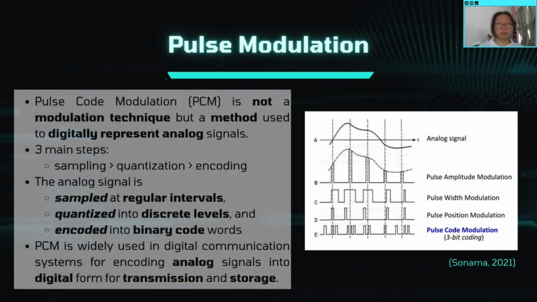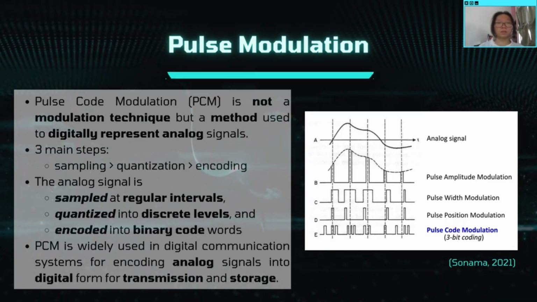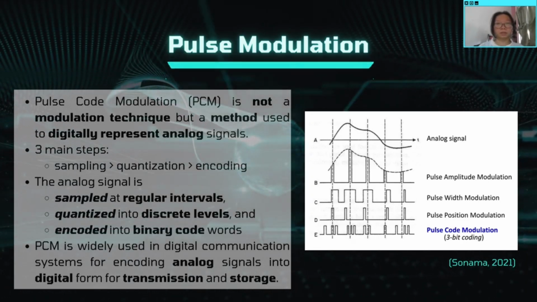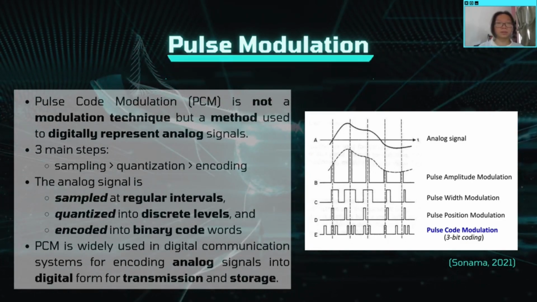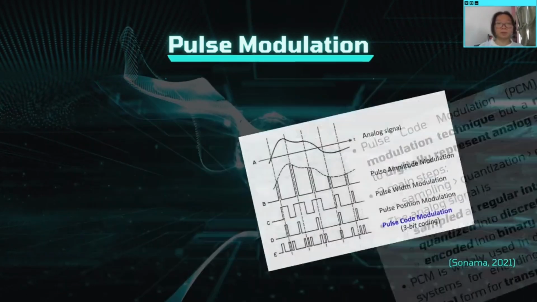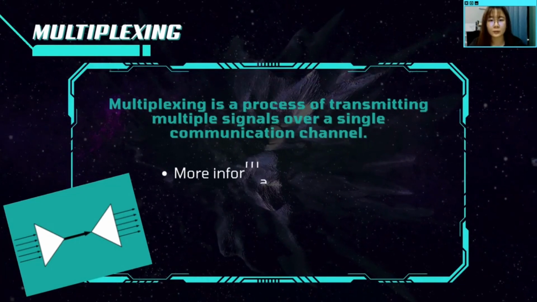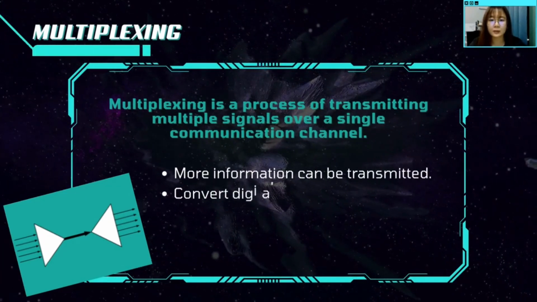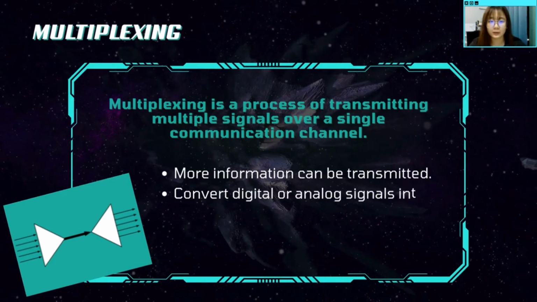Pulse code modulation is not a modulation technique but a method used to digitally represent an analog signal. There are three main steps: sample at regular intervals, quantize into discrete levels, and encode into a binary code word. Pulse code modulation is a process of transmitting multiple signals over a single communication channel. Through multiplexing, more information can be transmitted.